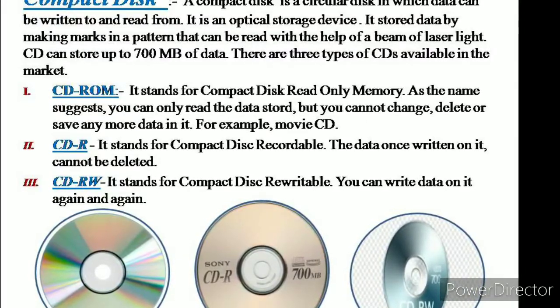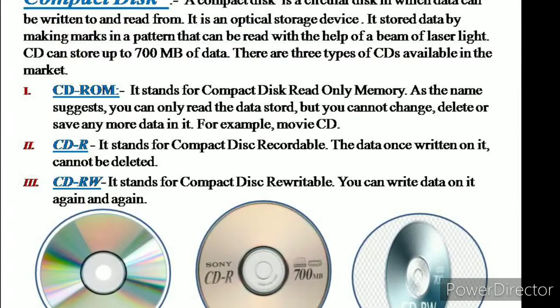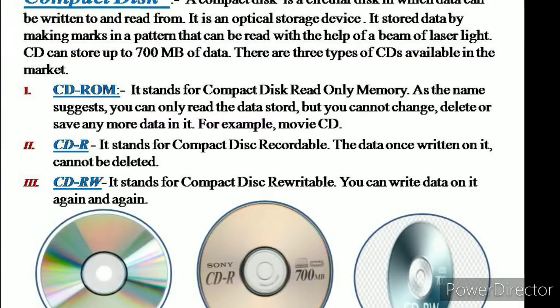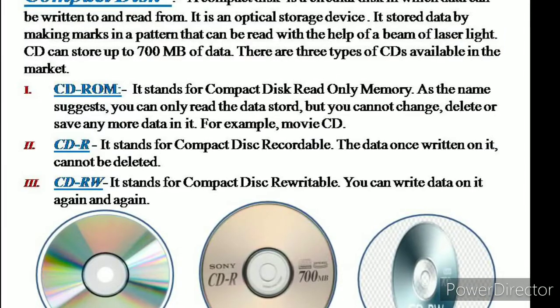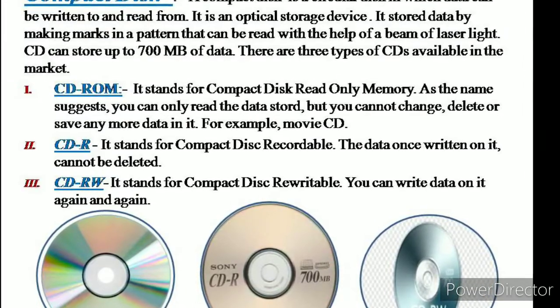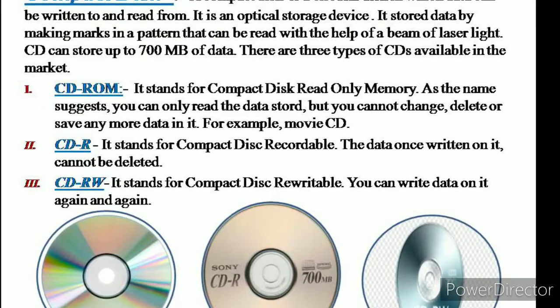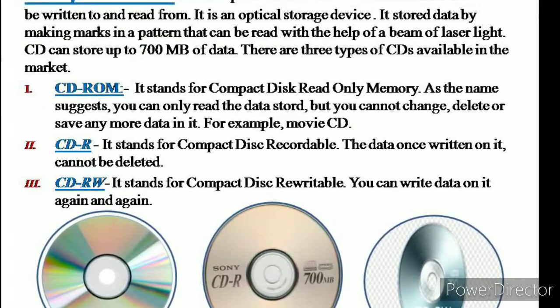There are three types of CDs available in the market. First one is CD-ROM. It stands for compact disk read-only memory. As the name suggests, you can only read the data stored, but you cannot change, delete, or save any more data in it. For example, a movie CD.